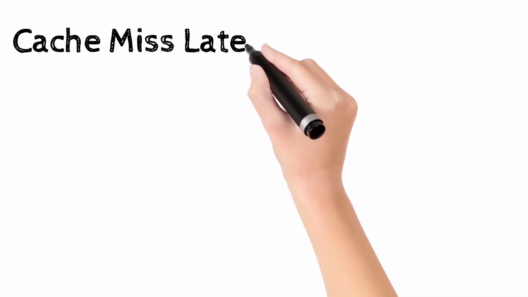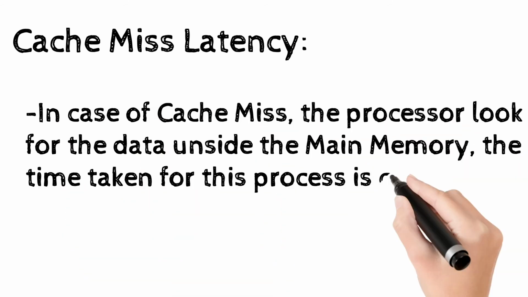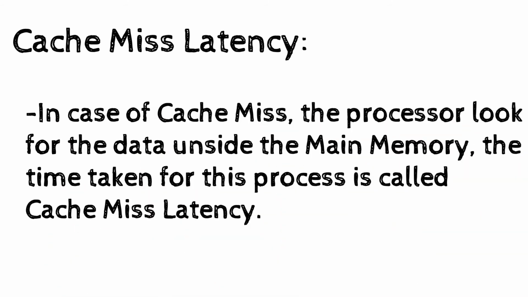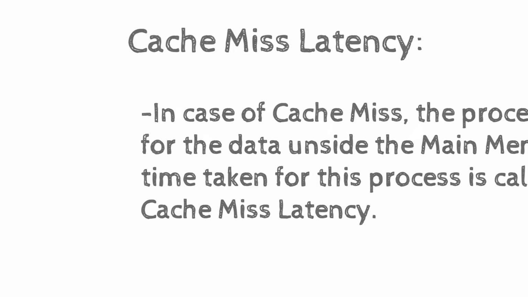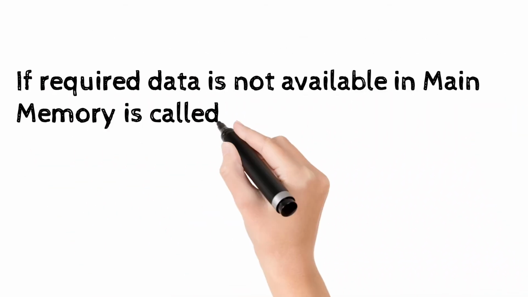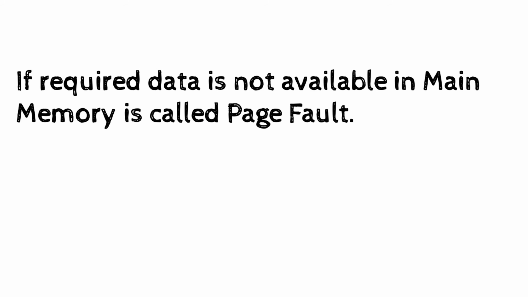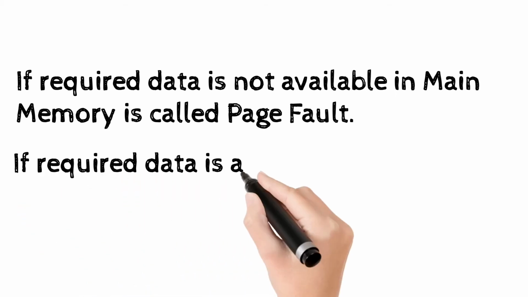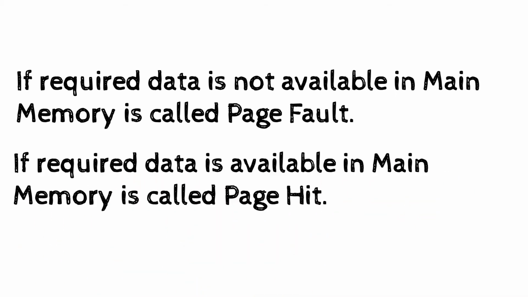Cache miss latency. Cache memory cannot hold all blocks of main memory. During this time, a cache miss occurs. In case of cache miss, the processor looks for the data inside the main memory. The time taken for this process is called the cache miss latency. Between the cache and the main memory, the transfer is in the form of blocks. If the required data is not available in the main memory, it is called a page fault. If the required data is available in the main memory, it is called a page hit.